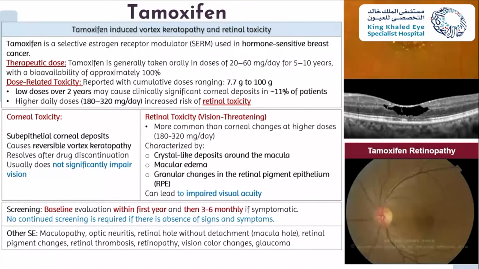Actually, tamoxifen can cause more than this. It can cause retinal holes without detachment, retinal pigment change, retinal thrombosis, and so on. So we have to take care when we have any patient with tamoxifen.